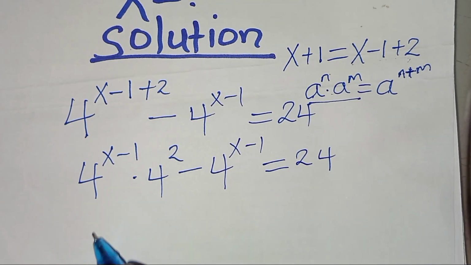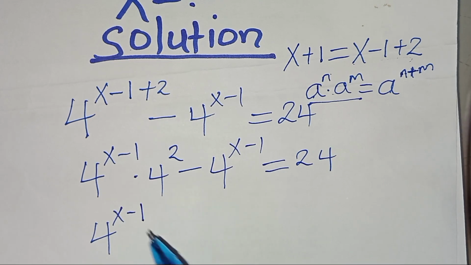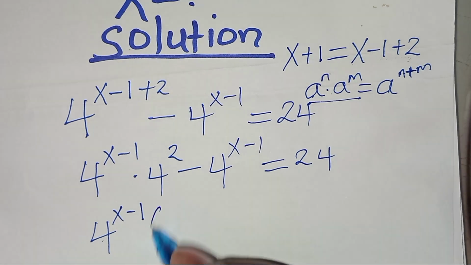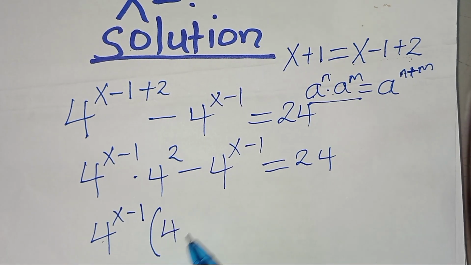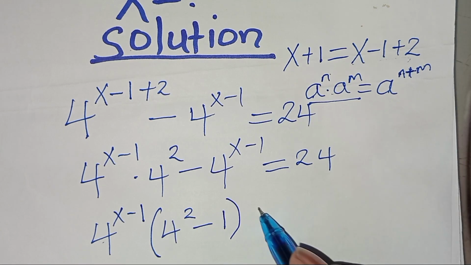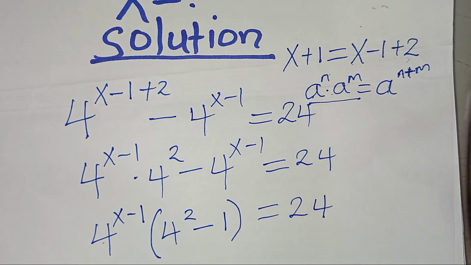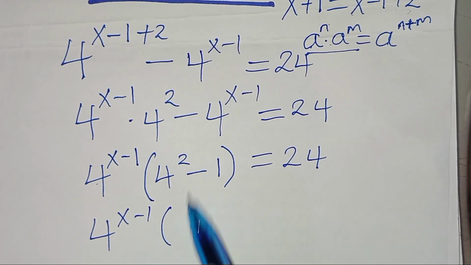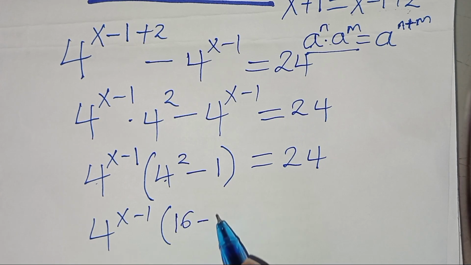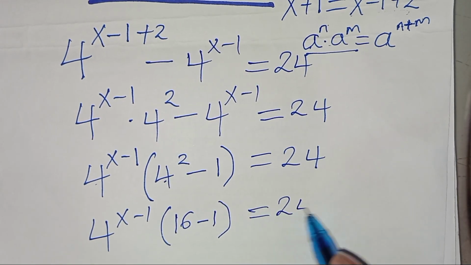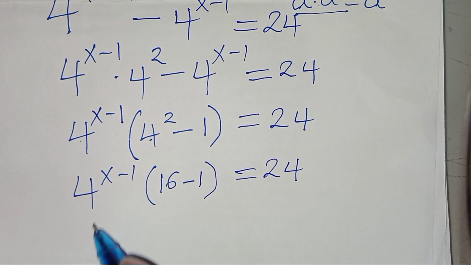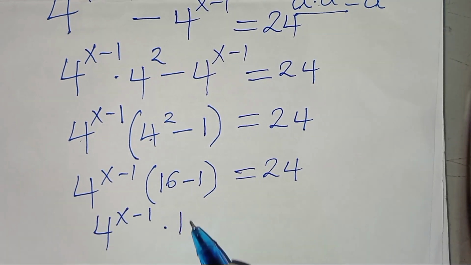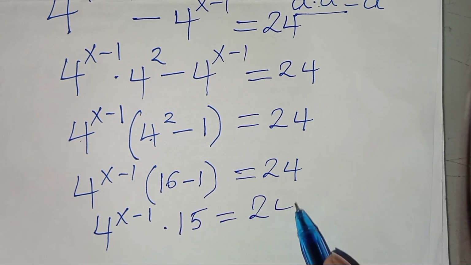Now here we have 4 to the power of x subtract 1, which you can see is common. So we factor out 4 to the power of x minus 1. Into the bracket we'll have 4 to the power of 2 subtract 1. This is equal to 24. Now we'll have 4 to the power of x minus 1 multiplied by 4 squared, which is 16, subtract 1. This is equal to 24. Now we'll have 4 to the power of x subtract 1 multiplied by 16 minus 1, which is basically 15. This is equal to 24.